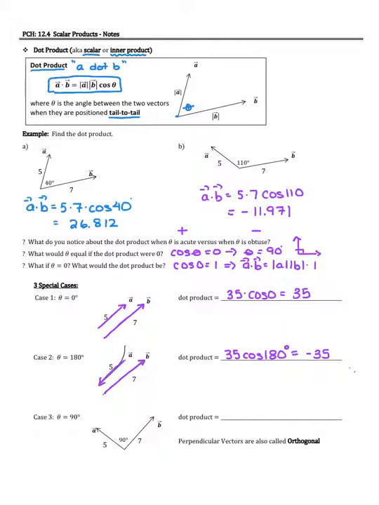And then the last case that we just talked about, if your theta is 90, it's 35 times the cosine of 90, which is going to give me 0. So when the result is 0, you know that the two vectors are going to be orthogonal, which is just a fancy word of saying they're going to be perpendicular. Okay?